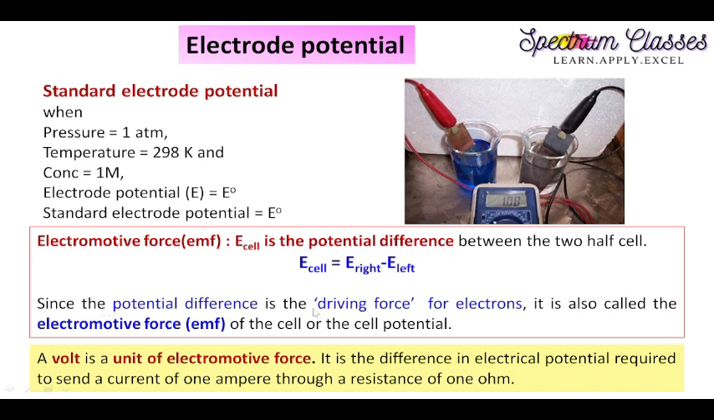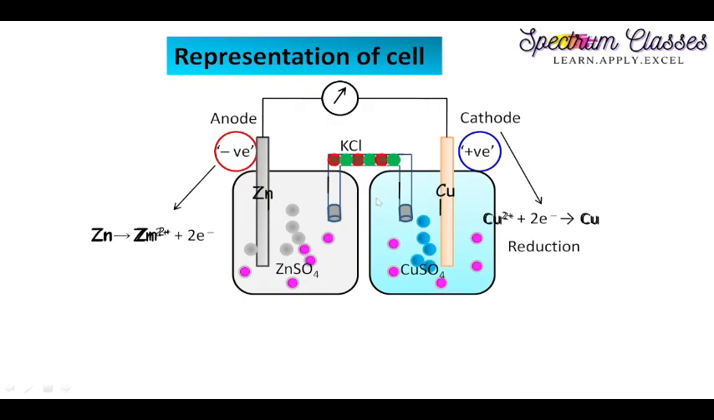The potential difference between these two electrodes is the driving force for the electrons. It is also called the electromotive force of the cell or the cell potential, and it is measured in volts. A volt is the difference in electrical potential required to send a current of 1 ampere through a resistance of 1 ohm. This is the definition of a volt, but here the electromotive force is measured in volts. So now the representation of a cell.